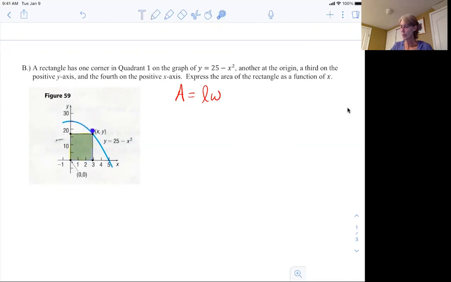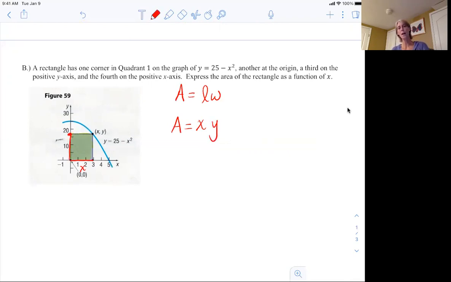We start with area equals length times width. This is my 25 minus x squared parabola, and there's my rectangle. If I want to describe the area of this rectangle, I don't know the ordered pairs. I don't know the coordinates of the point, but I do know that from this to here is x units. So I could rewrite my formula with information from the problem. My length is x, and my width is the y value of the ordered pair.